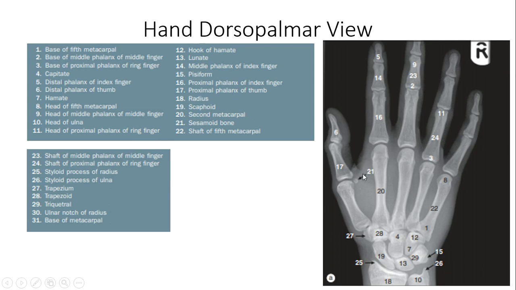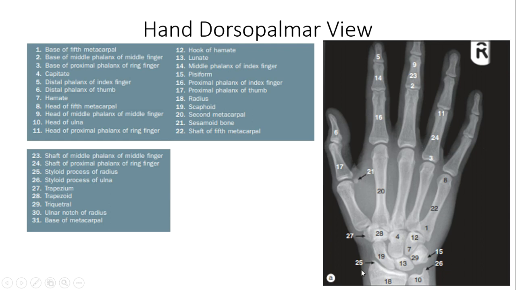So any swelling or abnormality of the soft tissues can be noted. You can see these small accessory bones. These are called the sesamoid bones, and these are in the tendons. They are normally present, and you should not confuse them with fractures.